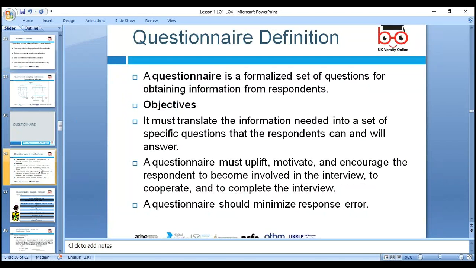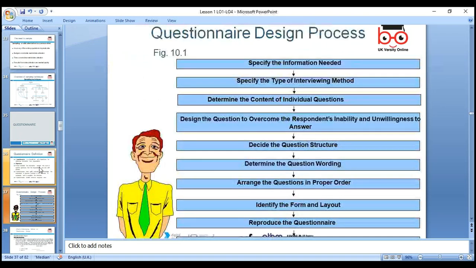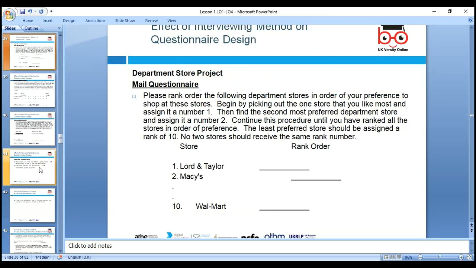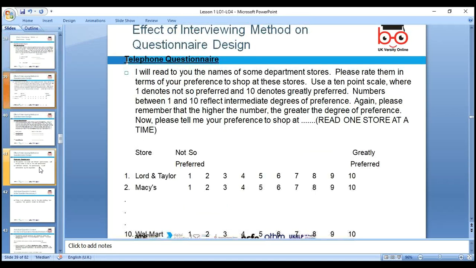A questionnaire is a formalized set of questions to obtain information, based on the objective, of course, of what we really want. That's the question design process. Like you will see there, we want to do a question about store ranking, where you can rank which store is the best. We need to put those questions in a proper order.